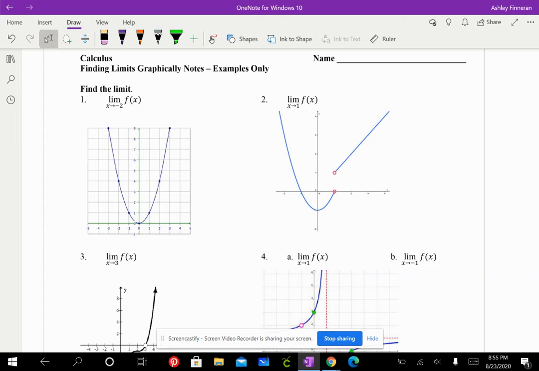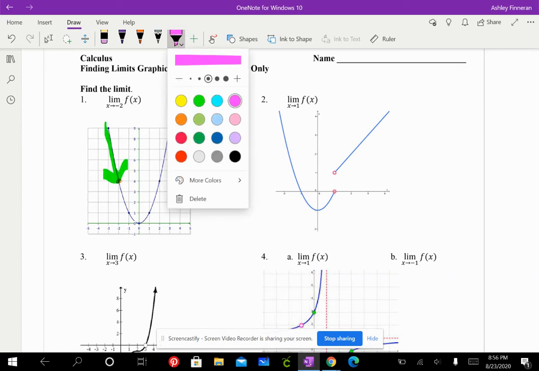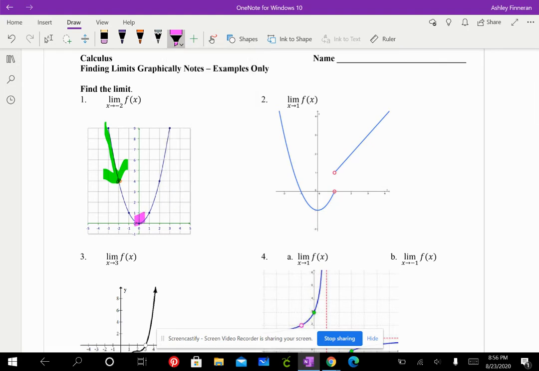So the first one, we have the limit as x approaches -2. I'm going to first look at where x is -2 on the graph, and then the limit from the left and the limit from the right. I will do the right in a different color so you can see that better. The limit from the left is going to be green, highlighted. The limit from the right is going to be pink. And then we have to ask ourselves, are those approaching the same y value? And they are. They are both approaching the y value of 4, so that is our answer.